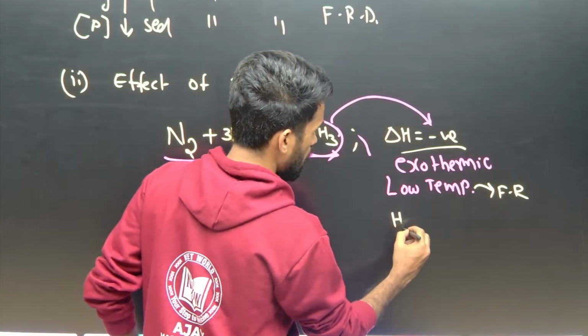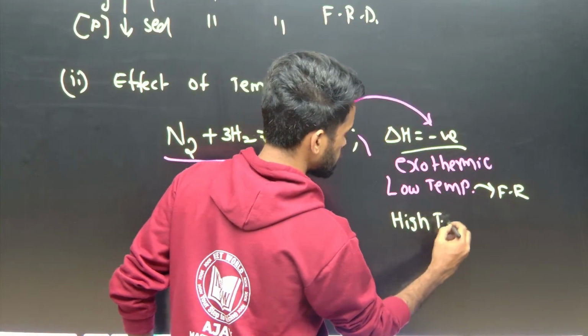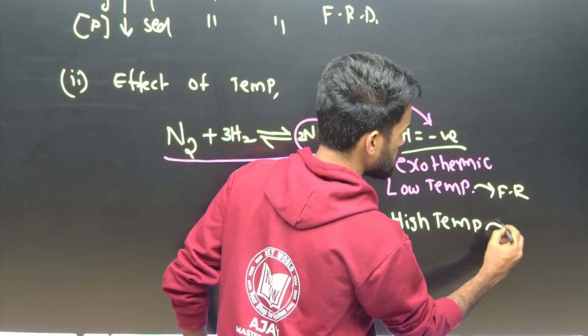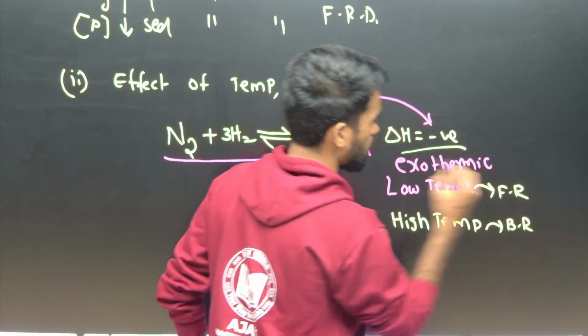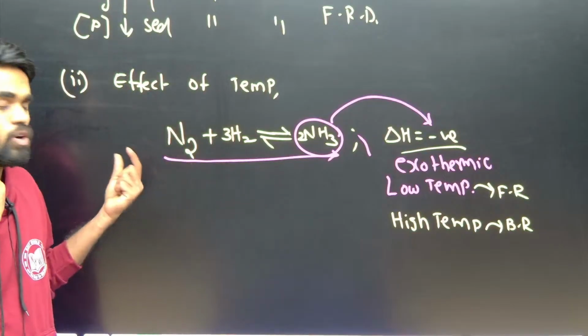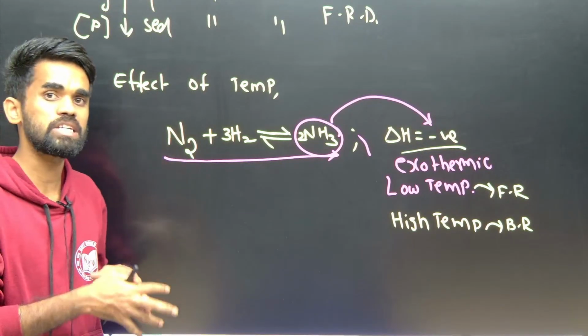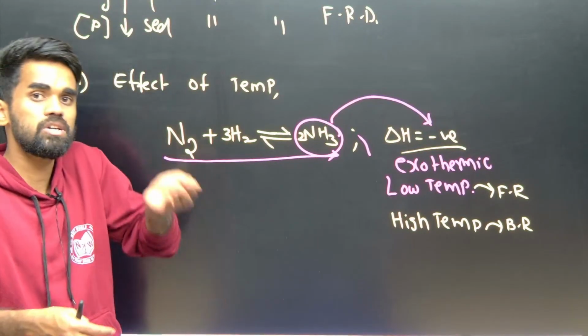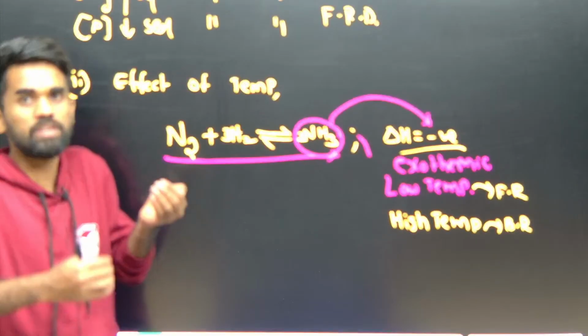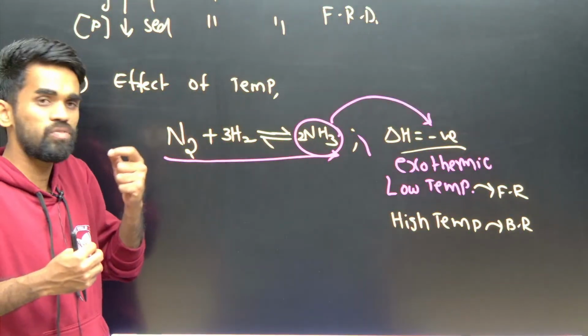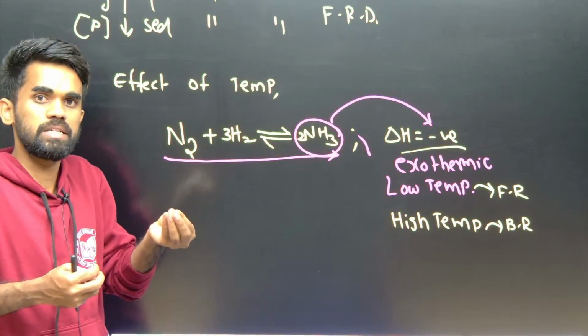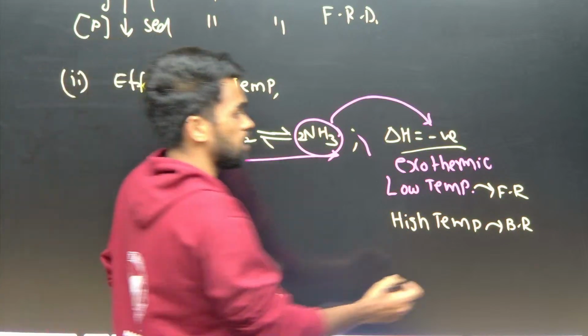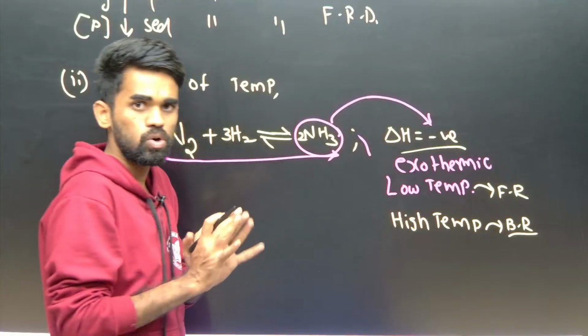Okay, and high temperature favors the backward reaction. Why backward reaction? See, backward is endothermic, I am saying. Endothermic reactions require absorption of heat. By absorbing the heat, they will move forward. So absorption of heat is nothing but increasing the temperature. So if we increase the temperature, that will favor the backward. Okay, hope this is clear.